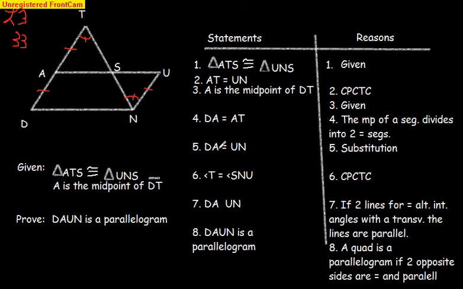So we have DA equals UN, because UN equals AT equals AD, therefore AD equals UN. So that's transitive or substitution. So we have the sides equal. Now we need to figure out some way to show that they're parallel. So we can also say angle T is congruent to angle N. This is how far we got in class, and then I couldn't see how they could be parallel.